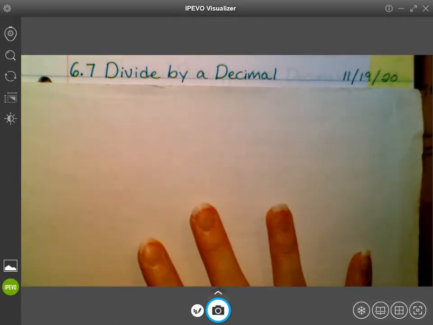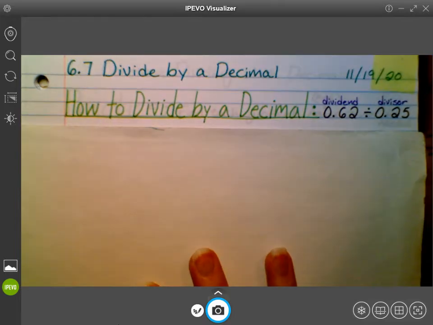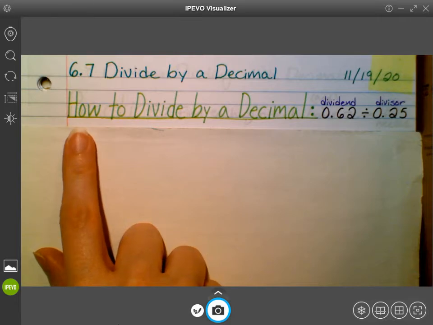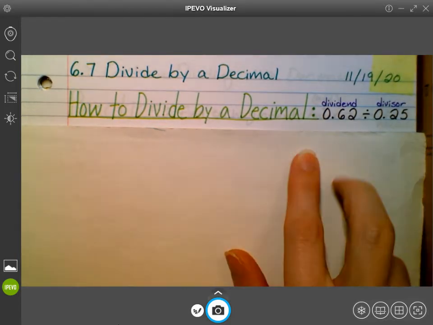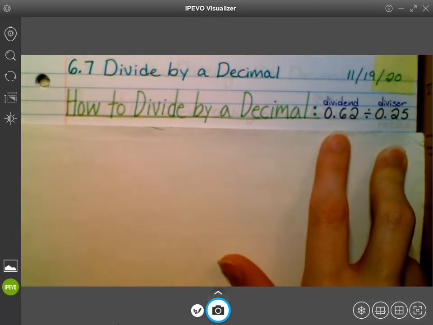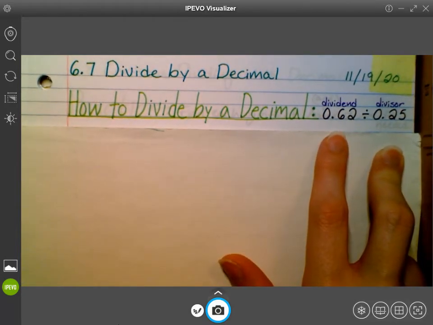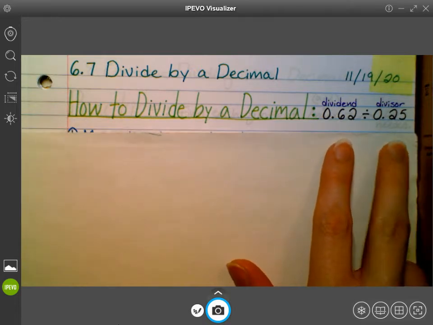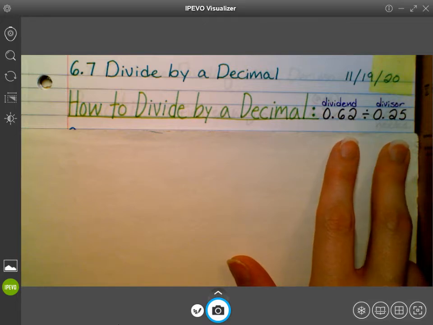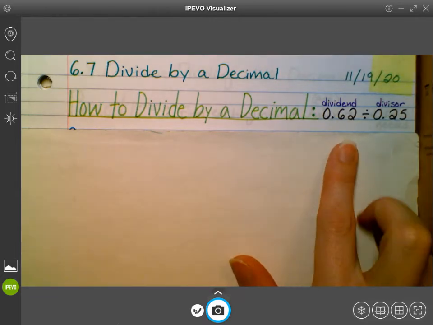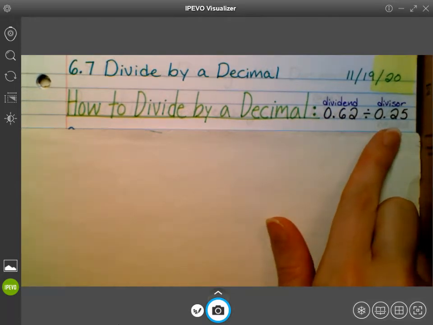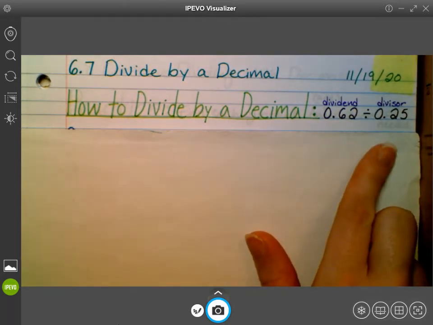Okay, so we are going to get right into a practice problem. I have the subtitle, how to divide by a decimal, and I have the problem we'll be working with, and you'll notice above each number I labeled what they are. So we are taking 62 hundredths and dividing it by 25 hundredths. Now the 62 hundredths, that's the number we're splitting up. That's our dividend. And the number we're dividing by is 25 hundredths. That's our divisor. So I would also like you to write dividend and divisor above both of them.